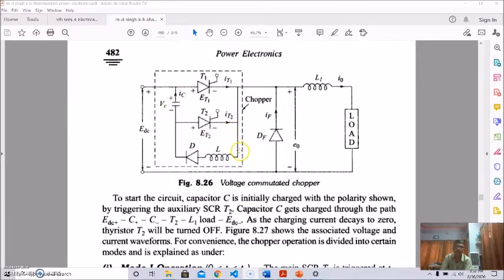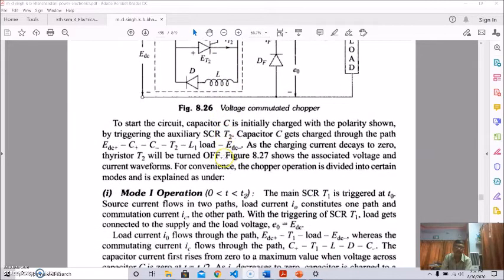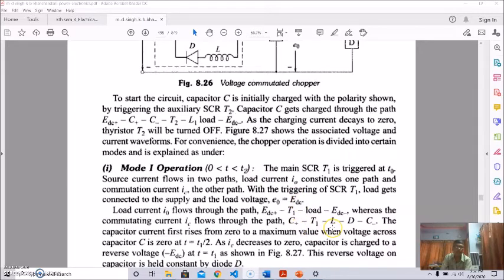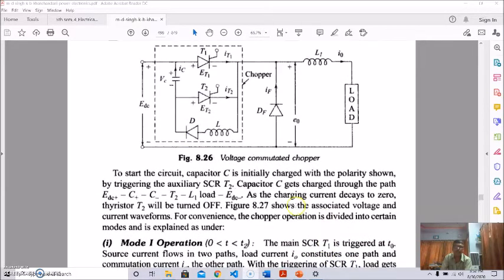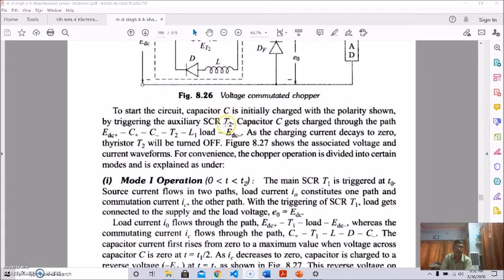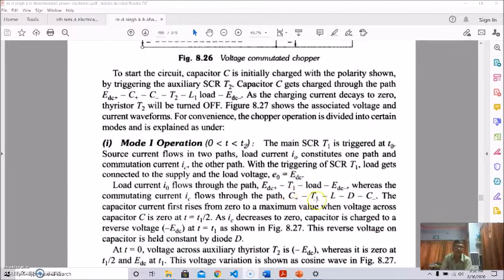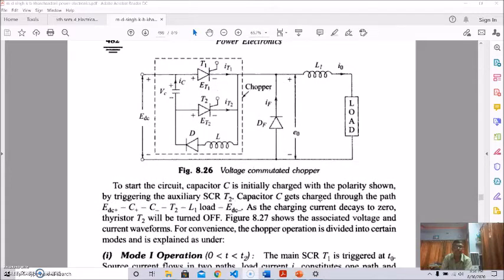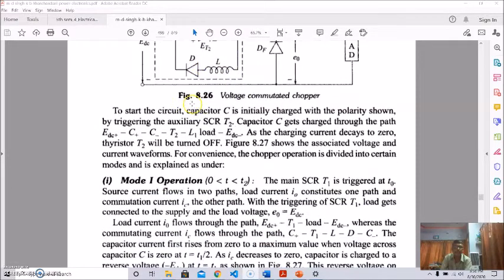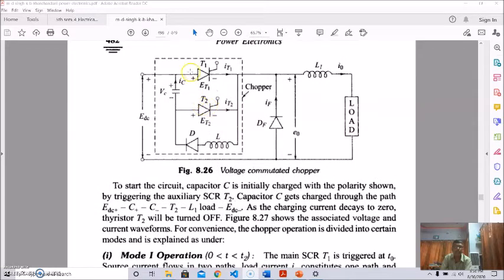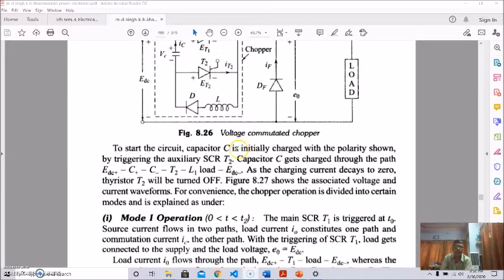So actually, this will be C plus, T1, L, DC negative. So this is the path. Clear? So that is C positive, T1, L, DC negative, in this way.